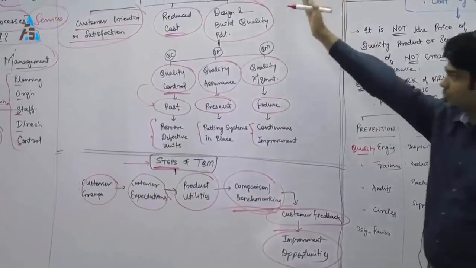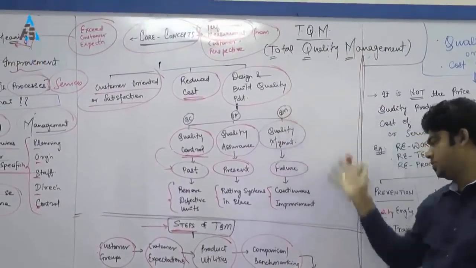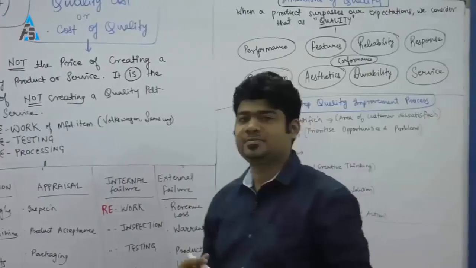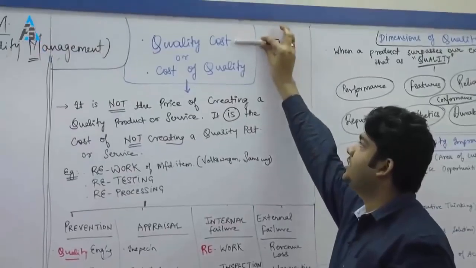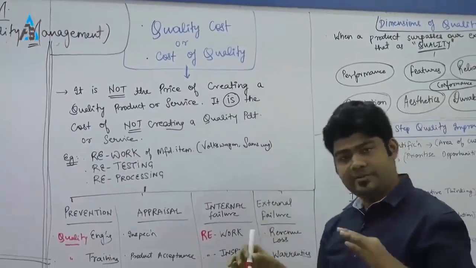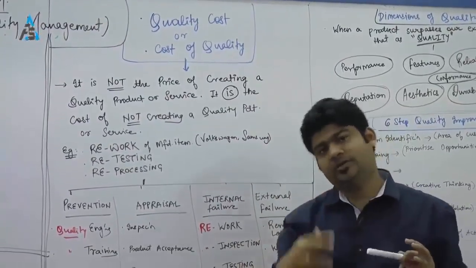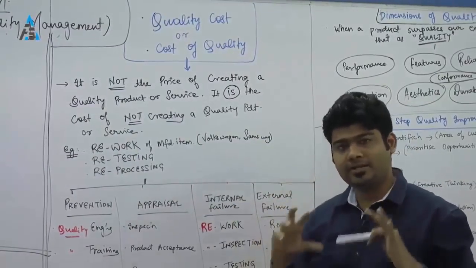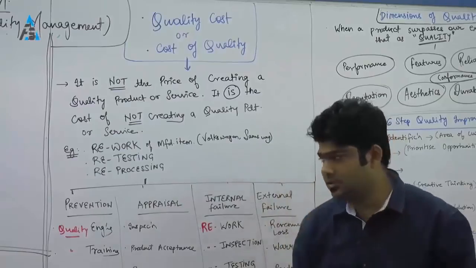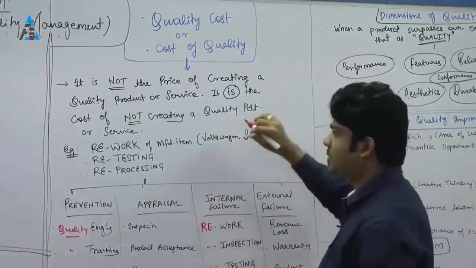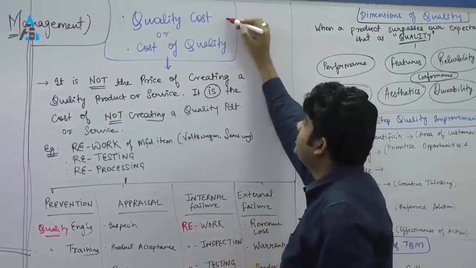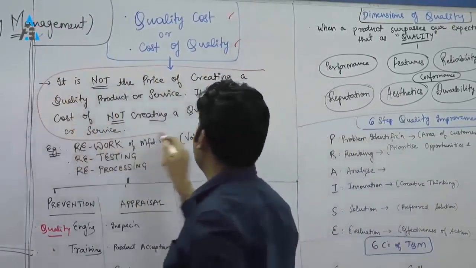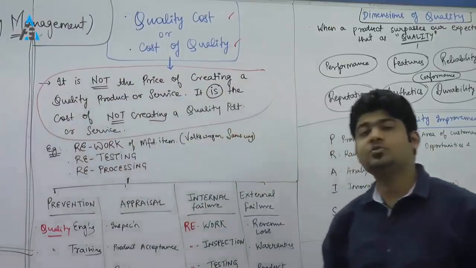So TQM core concepts, how do you build a product quality, and steps of TQM. These are the things so far done and dusted. Third, next in line is quality cost or cost of quality. This is very important. All the questions that we are doing, I keep on telling you time and again, are all taken from your PM practice manual. That is what the hardcore focus is. So the PM module is almost covering that. Quality cost or cost of quality. Now this is a very, very landmark section as far as TQM is concerned.